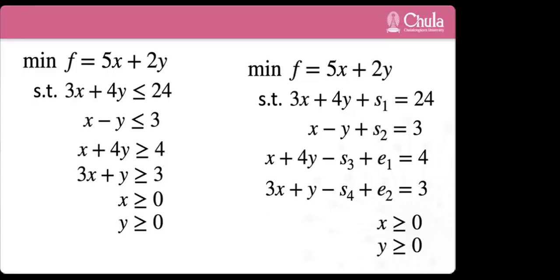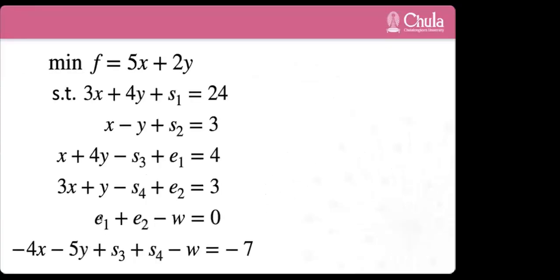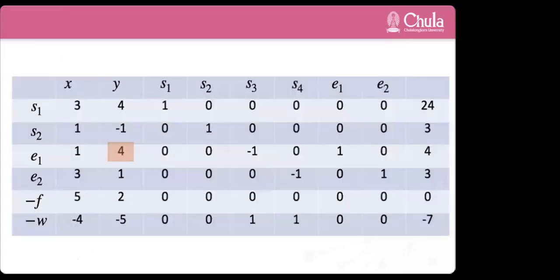What about W? W is the summation of E1 and E2, right? So E1 plus E2 minus W becomes 0. From this equation, you subtract this one and this one, okay? You obtain this. All right. You write everything in the table. Okay, we got this table.